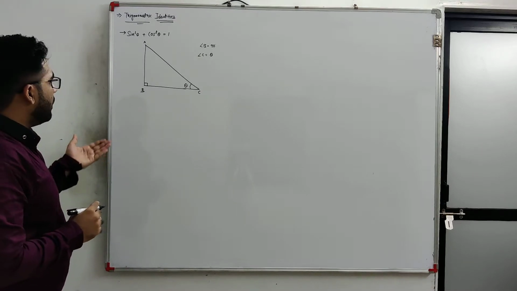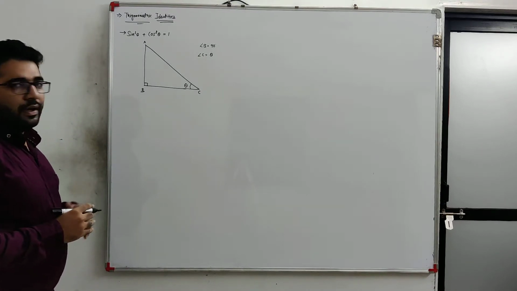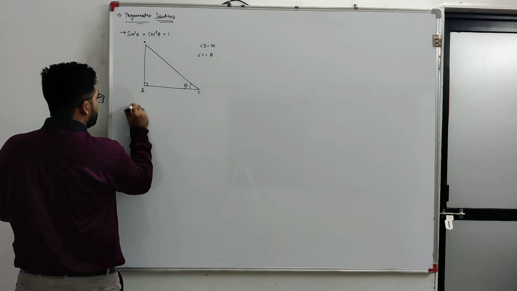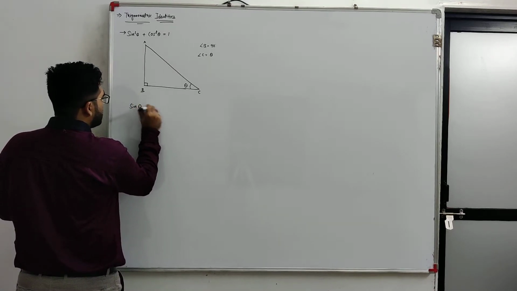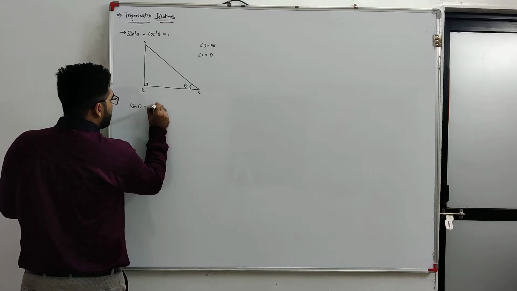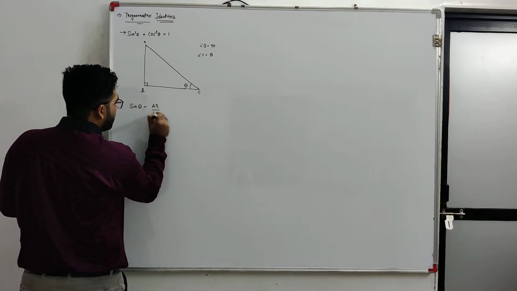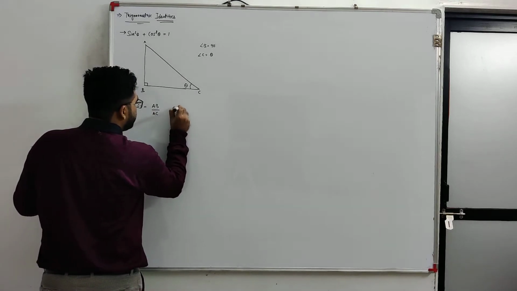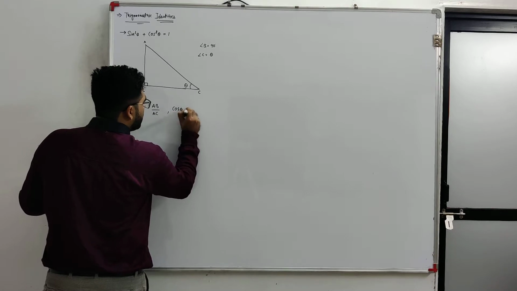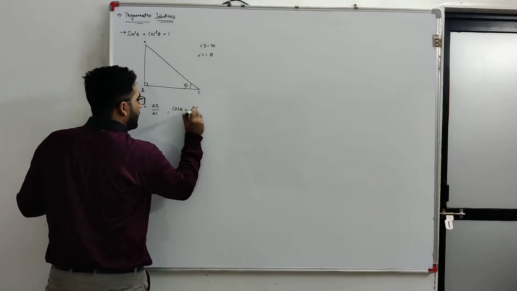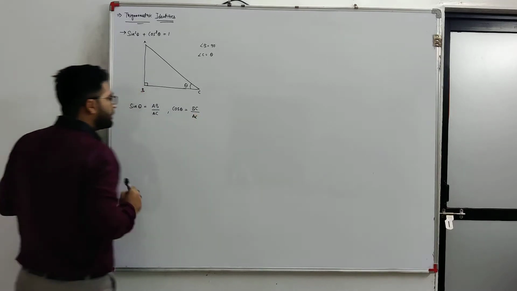So as angle C is equal to theta, I can say sine theta is perpendicular to hypotenuse, so it is AB by AC. And another thing, cos theta, it is base upon hypotenuse. So what is my base? That is BC, and hypotenuse is AC.